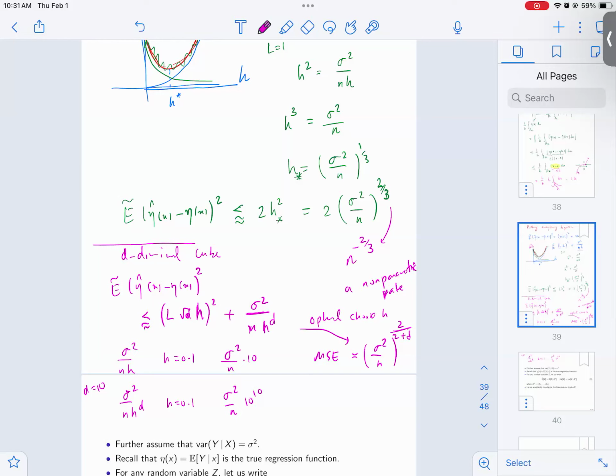And as d gets larger and larger, this exponent gets closer to 0, and so this gets very slow. Instead of n to the 2/3, you might get n to the 0.0001. So you need a lot of samples to actually drive this error to 0. This type of rate or behavior is called the curse of dimensionality.